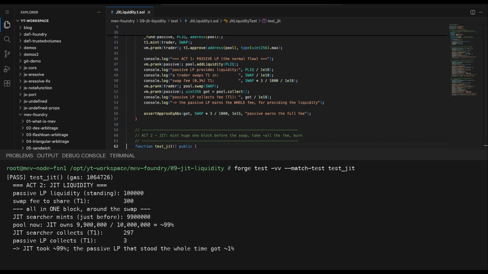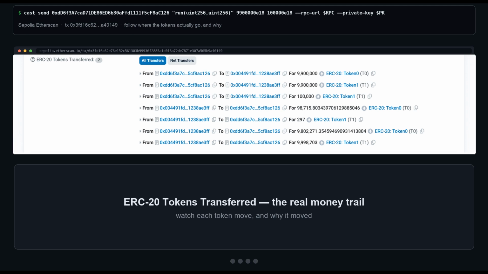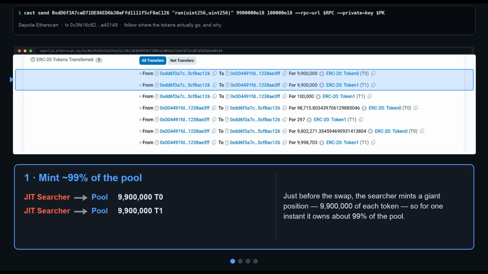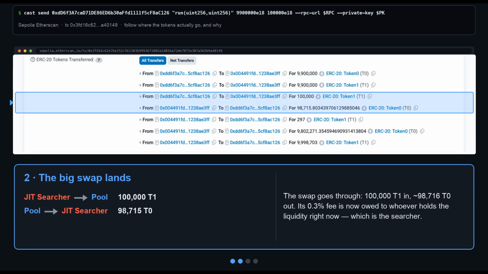Now on-chain, and this is the demo part, so let's follow the money, step by step, exactly as Etherscan lists it. The searcher's entire move is one atomic transaction, and inside it are 7 token transfers. Step 1, mint. The searcher sends 9.9 million of each token into the pool, so for one instant it owns about 99% of the liquidity.